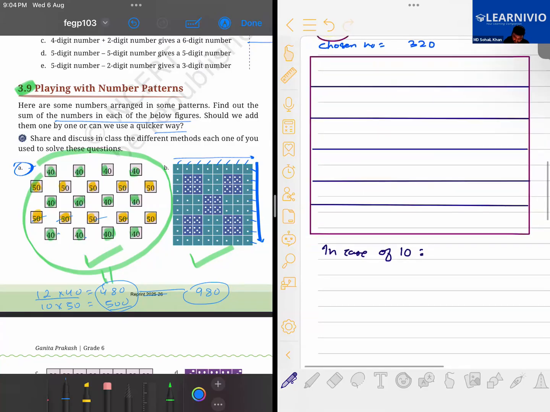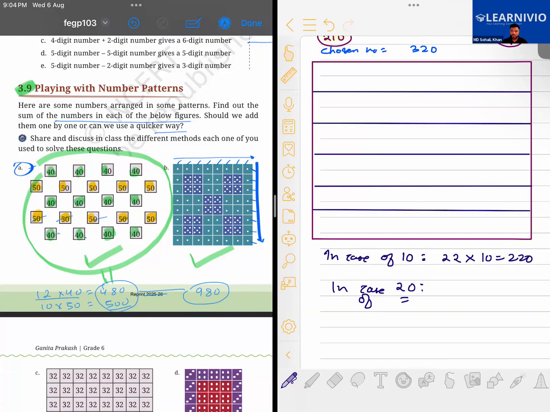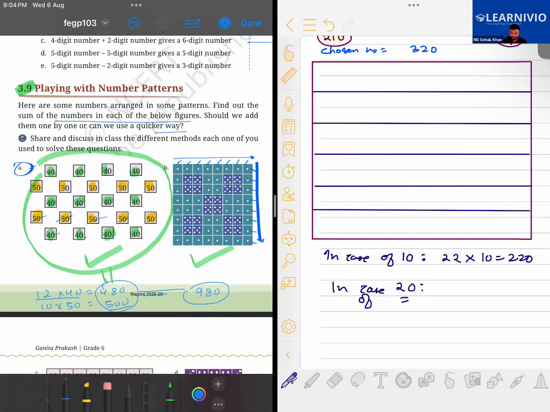Okay. We will try to break it in terms of 10 and then 20. In case of 20, let's say there is 22 times 10 equals 220. What more should be added to 220 to get 320? 100, no? 20 times 5 will be equal to 100.